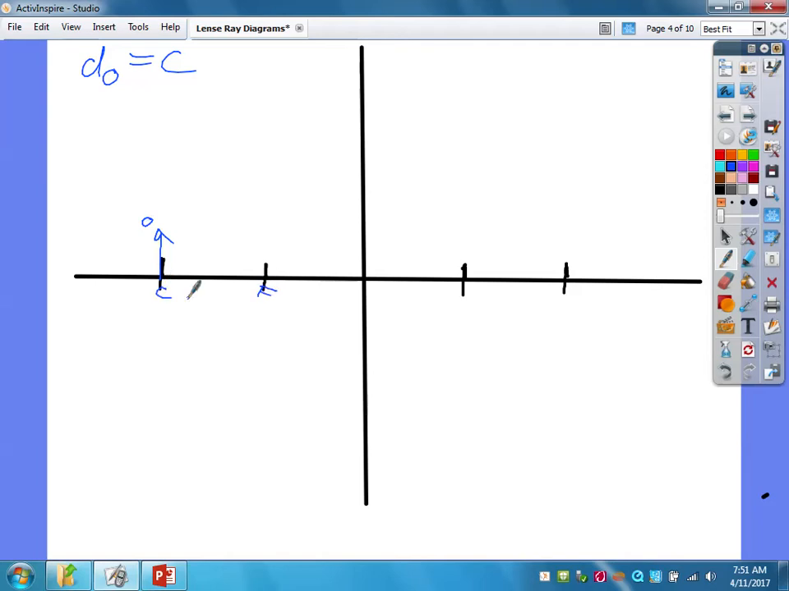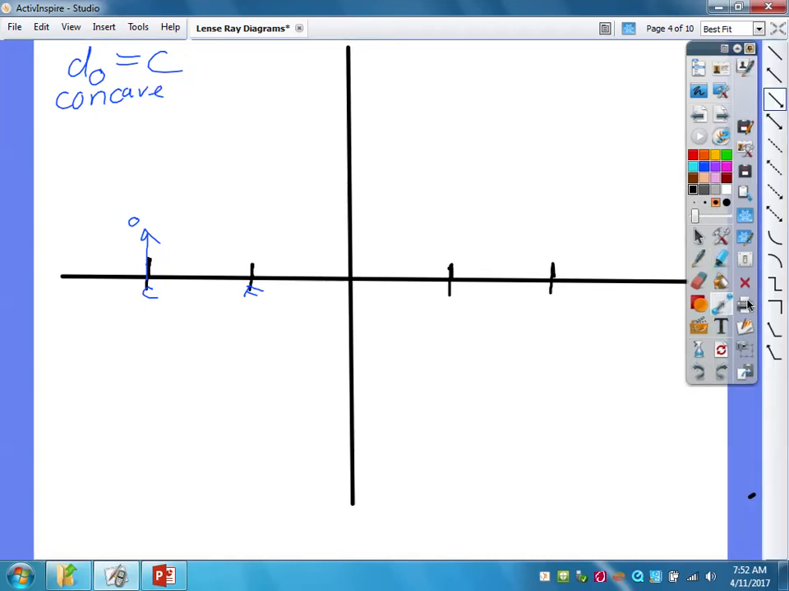And this is still concave. What you would read is an object is in front of a concave mirror at a distance of 10 centimeters with a focal length of 5 centimeters. Well, if the focal length is 5 centimeters, that means C is 10 centimeters, and therefore my object is at C. So again, you'll get plenty of practice with this with the problems you're going to be doing.